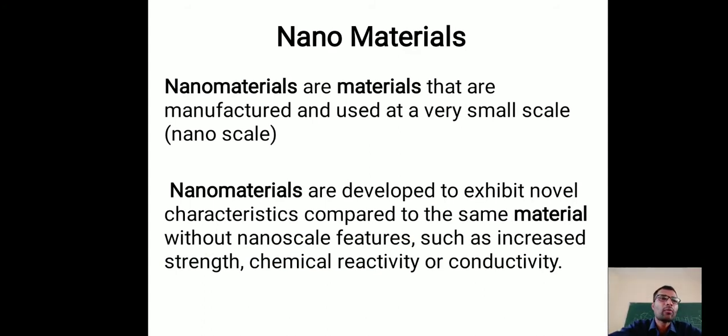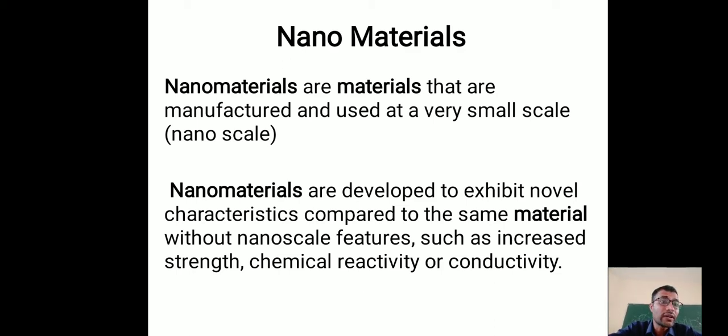Then friends, what is nanomaterial? Nowadays, in research work, generally these nanomaterials are used. Nanomaterials are materials that are manufactured and used at a very small scale, called nanoscale.